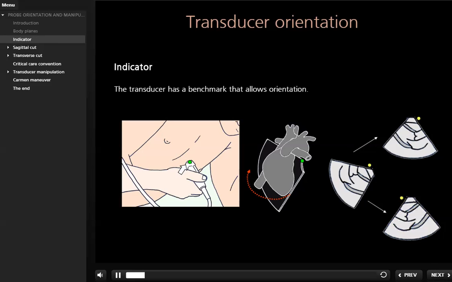The transducer is equipped with an indicator. The monitor displays an icon on the screen indicating the orientation of the transducer. This icon may be displayed either to the right or to the left side of the screen.